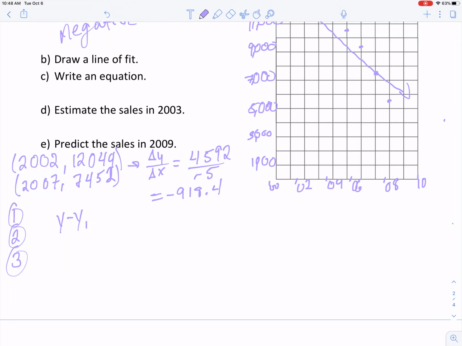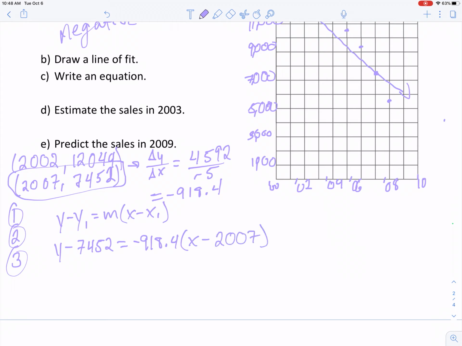I think I'm actually going to use the y minus y method. Y minus y1 equals m parentheses x minus x1. And then again, you get to use whatever point you want. I'll try and use this bottom one, I think. So y minus 7,452 equals my slope, which is negative 918.4, parentheses, x minus 2007. Now I get to distribute. That's going to be negative 918.4 times x. Negative times negative is going to make a positive.